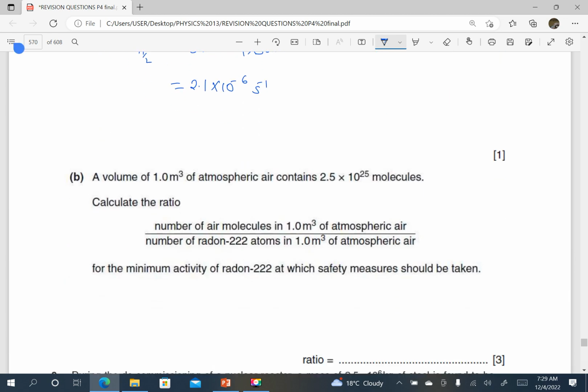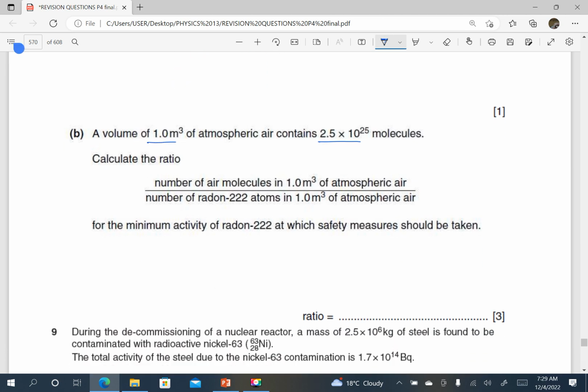A volume of 1.0 meters cubed of atmospheric air contains 2.5 times 10 power 25 molecules. Calculate the ratio of the number of air molecules in 1.0 meters cubed of atmospheric air over the number of radon atoms in 1.0 meters cubed of atmospheric air.